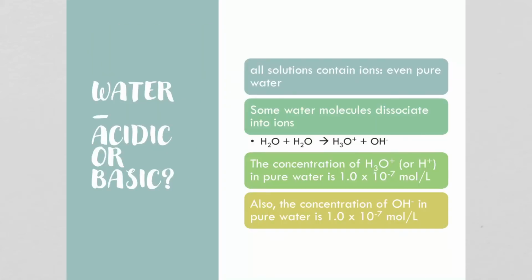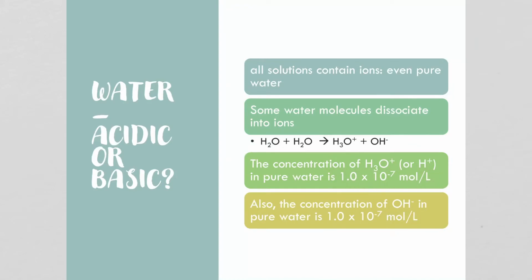So we'll talk about water and whether it's acidic or basic. So all solutions contain ions, even pure water. So in even pure water, some water molecules will dissociate into ions. So if you react 2 water molecules together, you'll end up with 1 hydronium ion and 1 hydroxide ion. So in pure water, the concentration of hydronium or hydrogen ions is 1.0 times 10 to the negative 7 moles per liter. Also, the concentration of hydroxide ions in pure water is the same. So the concentration is exactly the same.